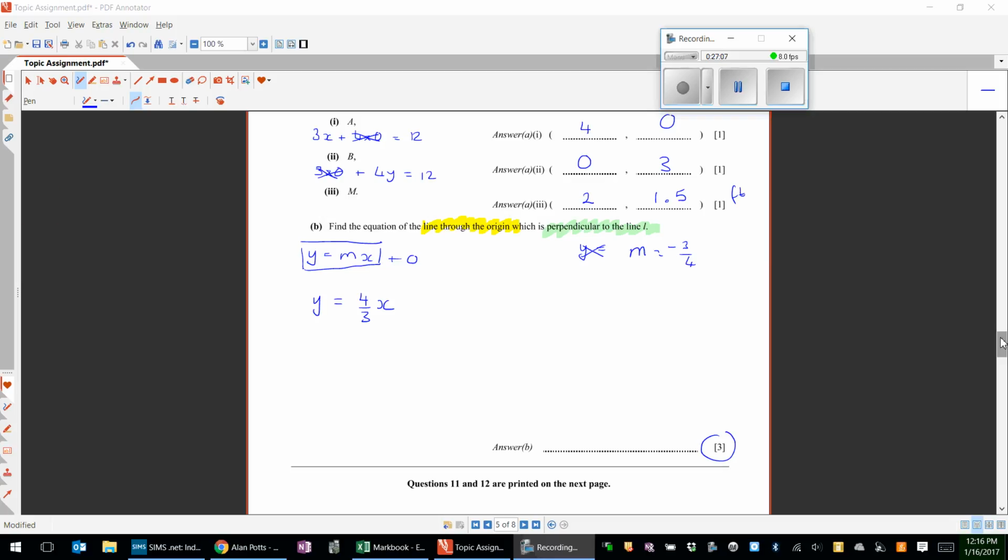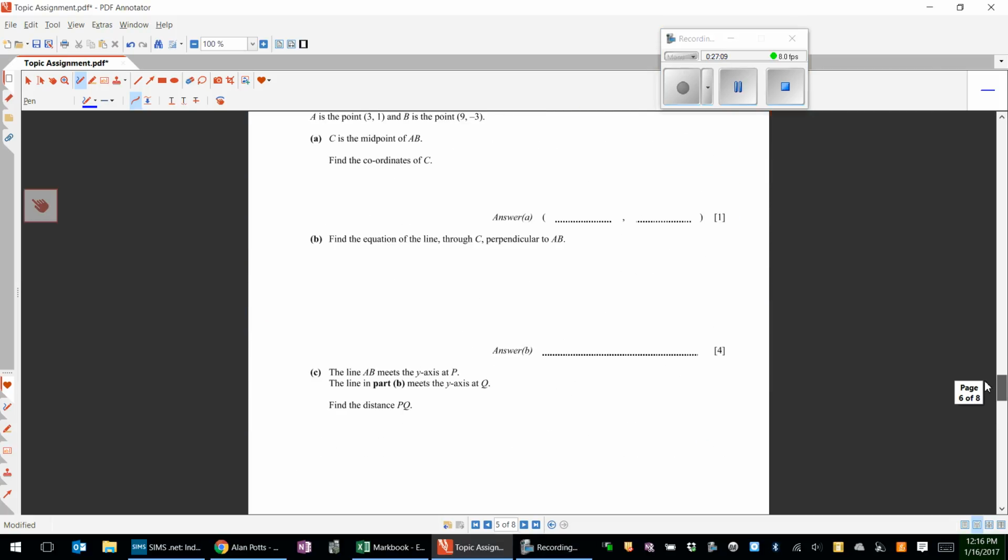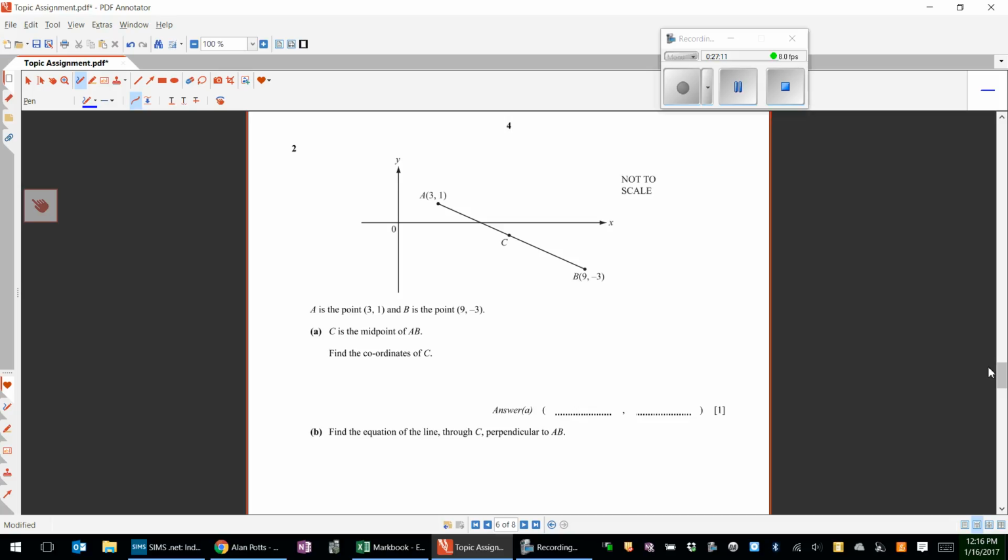5 minutes, let's see how we do. We'll have to do this quicker and you can review it afterwards rather than chatting too much about it. Same idea though. Point A, B, C, find the coordinates of point C. Well again, the middle of 3 and 9 is 6. So I've got 6, and then the middle of -3 and 1 is -1.